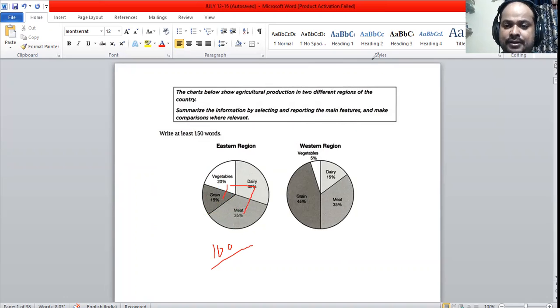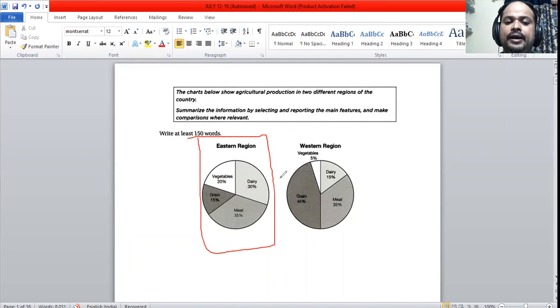Let me see further what's happening here. You can say what is the most produced in the eastern region. Out of these, meat and dairy are the two major producers of the eastern region. Of this, meat is the topmost. Grains and vegetables are secondary things. Of these, vegetables is something which we have to note.